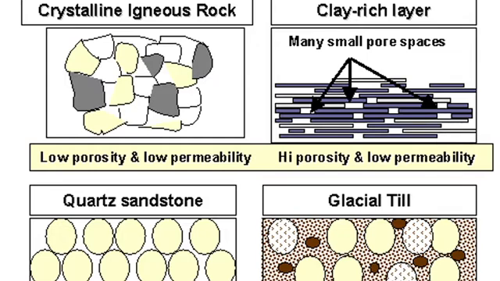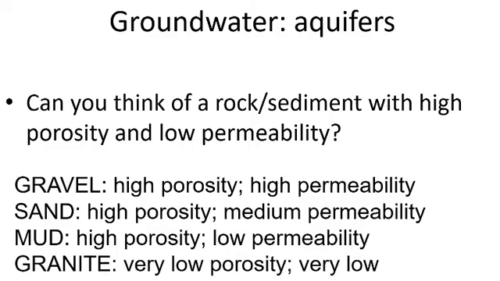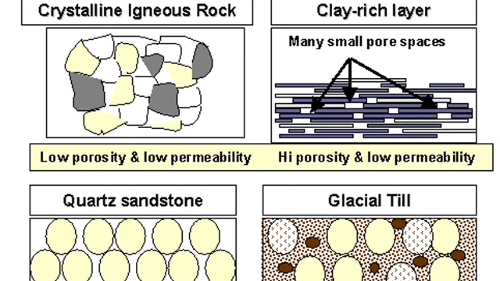These are the examples as described here. You can go through them. You can see in these granite structures, low porosity and low permeability. And high porosity and low permeability in this case, a clay rich layer.